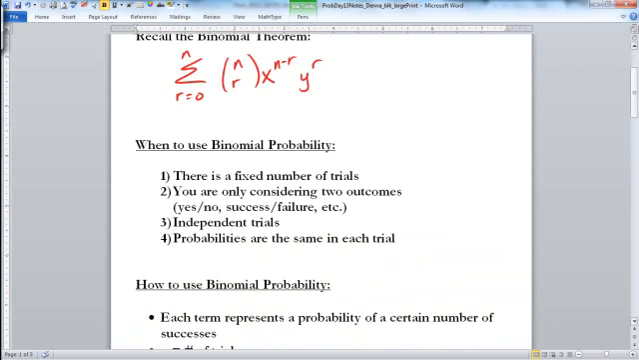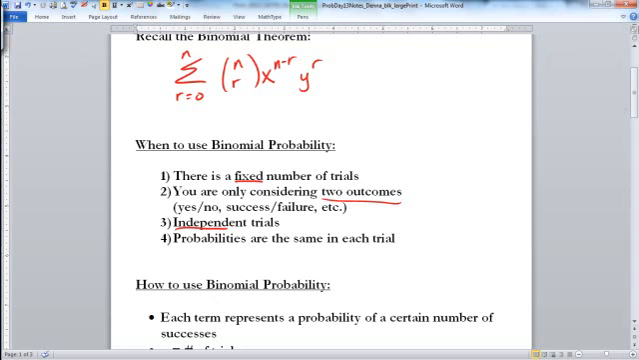So when would we use this? We would use this if there is a fixed number of trials, if you are only considering two outcomes. So it's a yes or no, it's a success or failure. There are only two things that could happen. They're all independent trials, meaning that what happened one time does not affect what happens the next time, and every time it is the same outcome. So good examples of this would be when you flip a coin over and over and over.